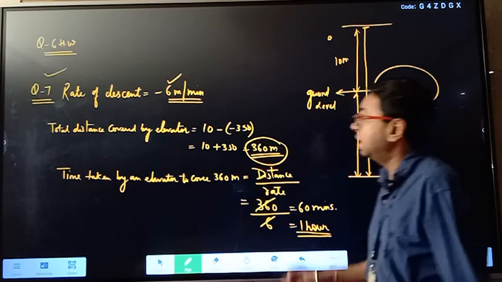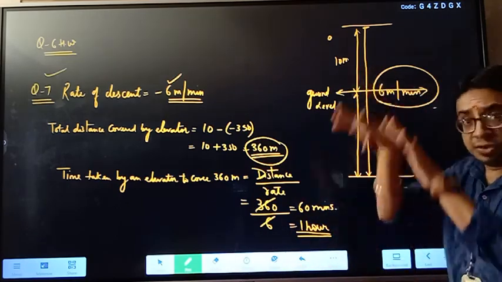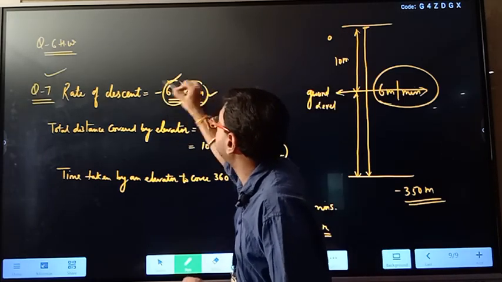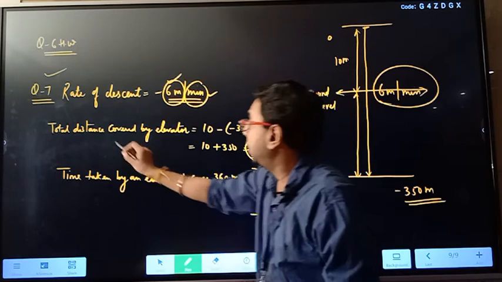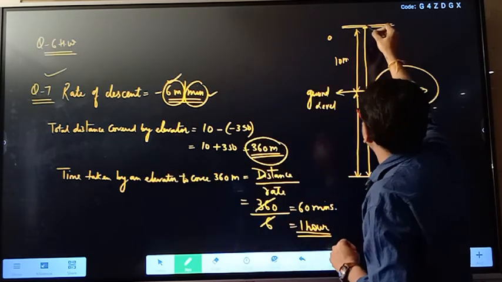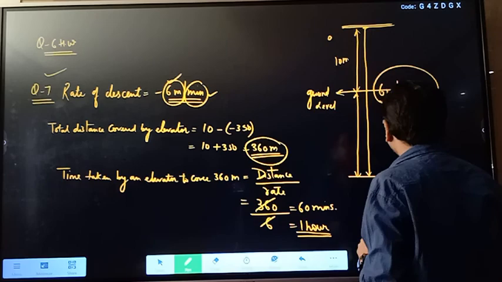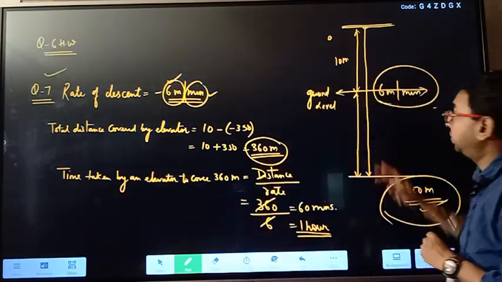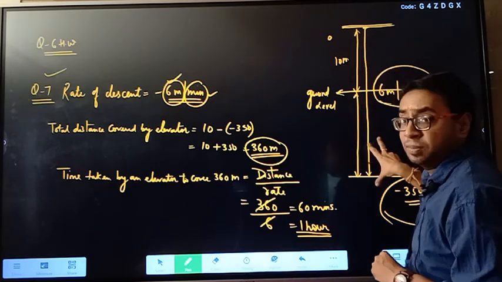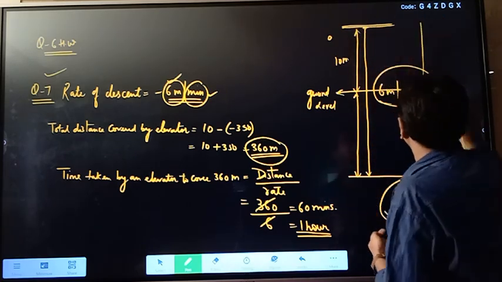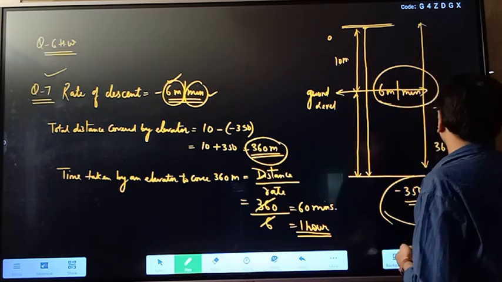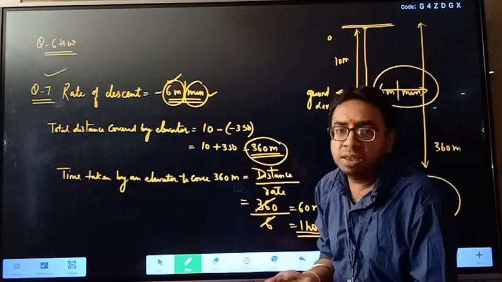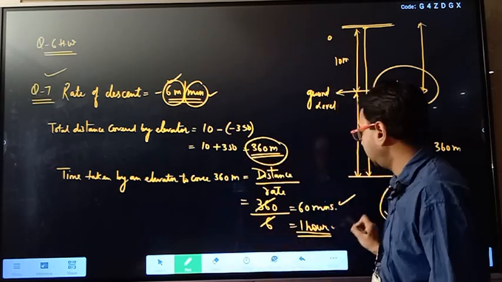Again, I'm repeating the question. It was given that an elevator is there, which takes you up and down, a sort of lift. The rate of descent means in 1 minute it covers a distance of 6 meters down. Right now it is 10 meters above. It starts from here, and we have to find the time taken by the elevator when it will reach -350. 10 meters above, -350 below. So what is the total distance? Total distance is 360 meters. Simple unitary method. In 1 minute 6 meters, so 360 in how many minutes? 60 minutes, that is equal to 1 hour.